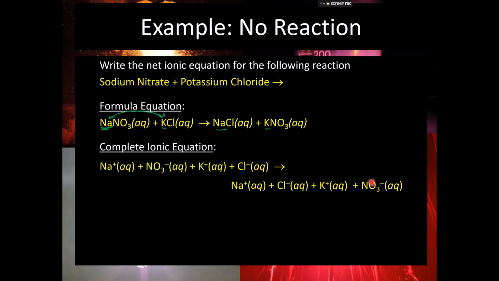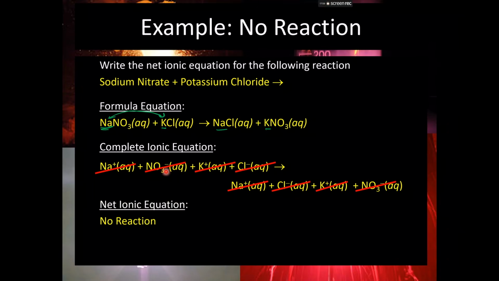But here's what happens. When everything's aqueous and everything gets divided up in a double replacement reaction, that means that the sodium gets canceled out as a spectator ion because they're identical. The nitrate is identical on both sides. The potassium is identical. The chlorine is identical. So there is no net equation.